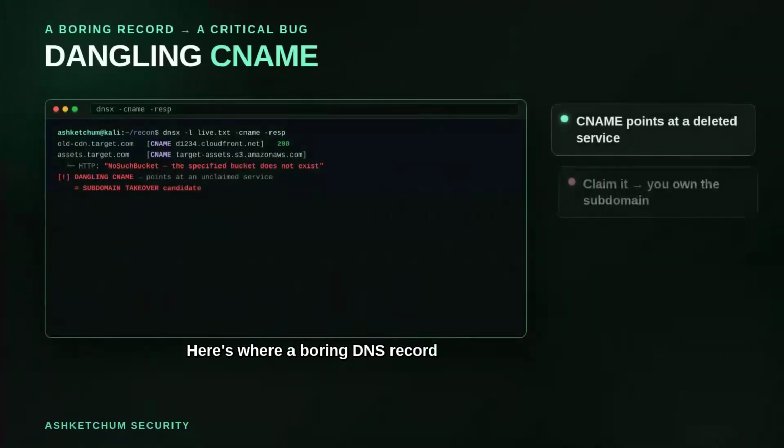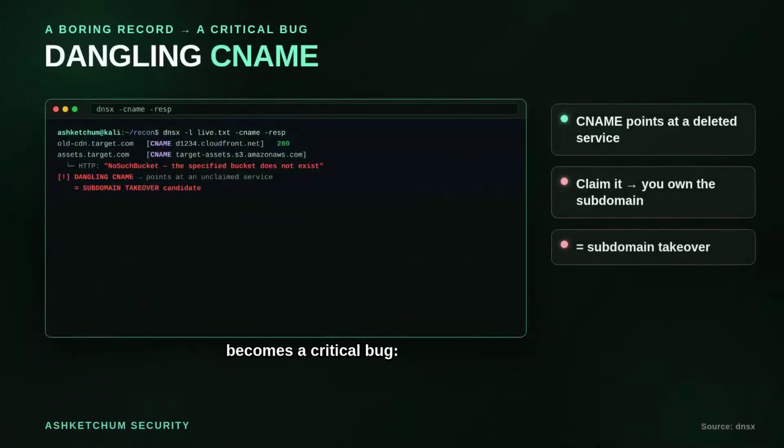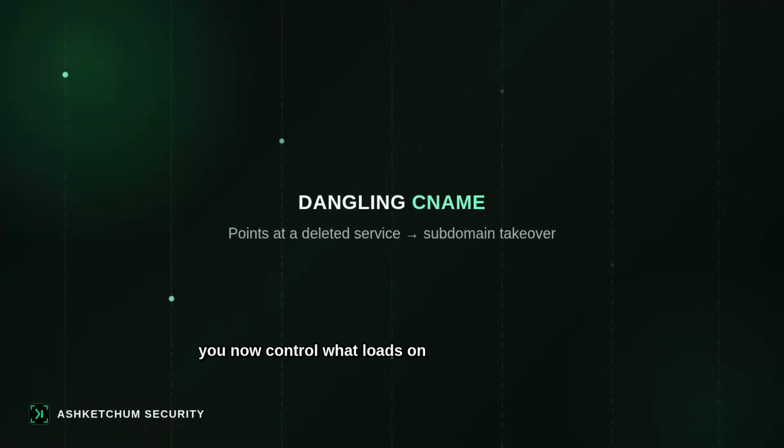Here's where a boring DNS record becomes a critical bug, the dangling CNAME. Remember, a CNAME points one name at another, often at a cloud service, like a storage bucket or a hosting platform. Now imagine the company deletes that cloud service, but forgets to remove the DNS record. The CNAME now points at nothing, at an unclaimed name that anyone can register. If you claim it, you now control what loads on their subdomain. That's a subdomain takeover, and it starts with one thing, spotting a CNAME that points somewhere abandoned.